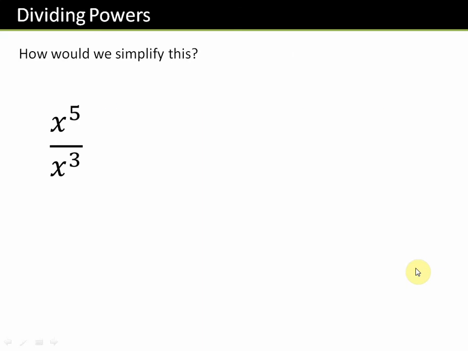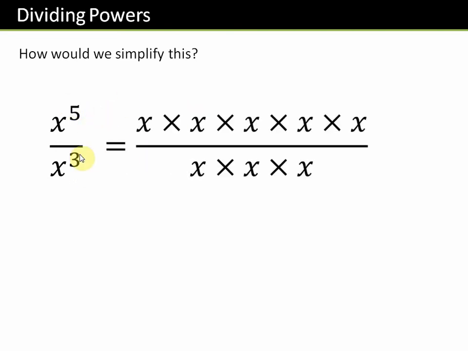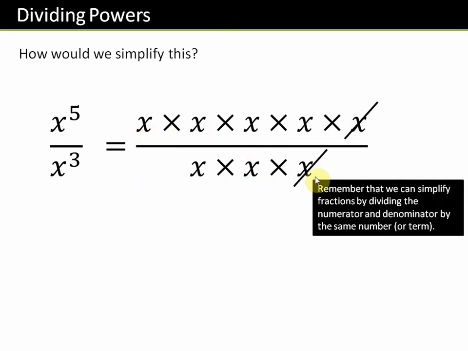Next, moving on, the second law is dividing powers. If two values are divided with each other with the same base, then the power will be subtracted. 5 minus 3 becomes 2. So in the simplest form we can write 5 times x in the numerator and 3 times x in the denominator, and we cancel out one by one. First x cancels out, second x cancels out, and the third x cancels out.